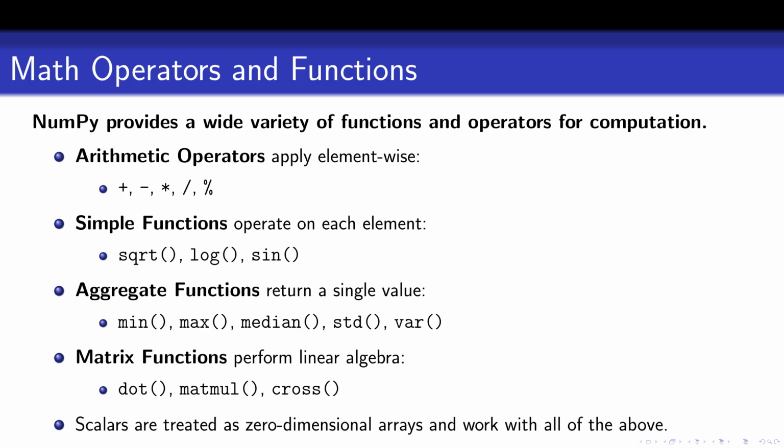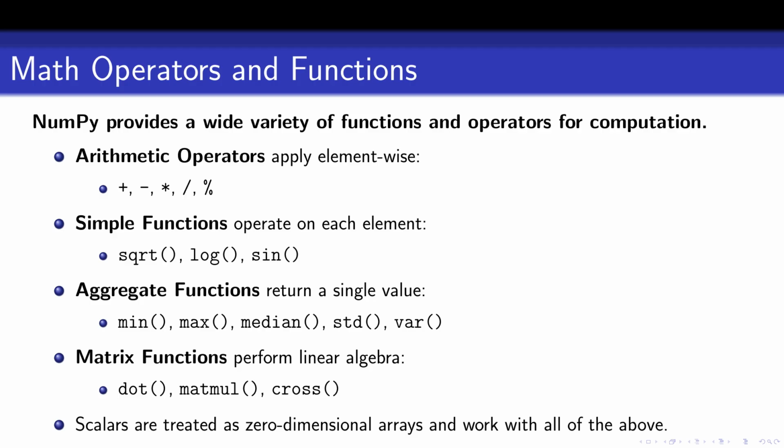NumPy also provides a wide variety of math operators and functions for working with arrays. Basic arithmetic operators like plus, minus, asterisk, slash, and percent apply element-wise, meaning they operate on each pair of corresponding elements in the arrays. In addition to these, NumPy offers simple functions like sqrt, log, and sign that apply to each element individually. For summarizing data, you can use aggregate functions such as min, max, median, std, and var to return a single value based on the array's contents or across a specified axis.